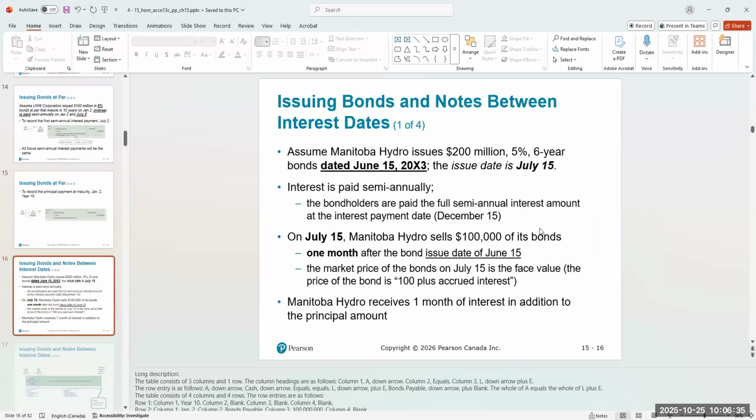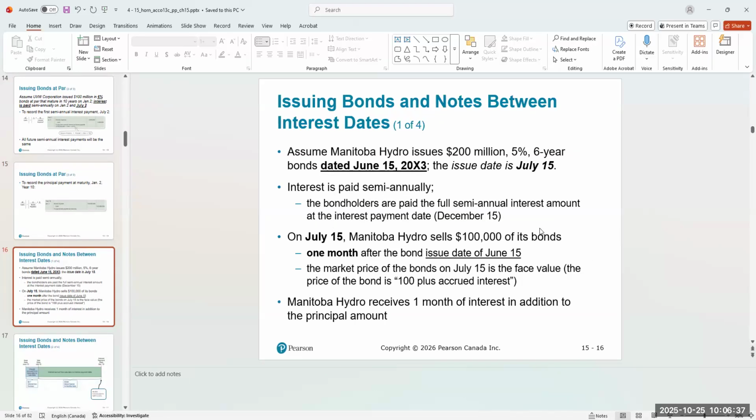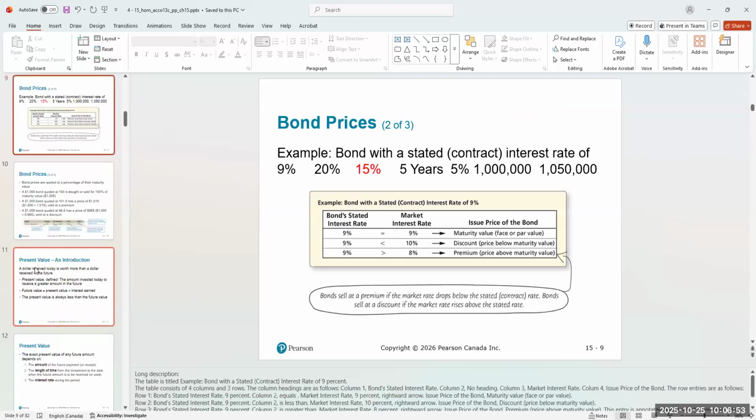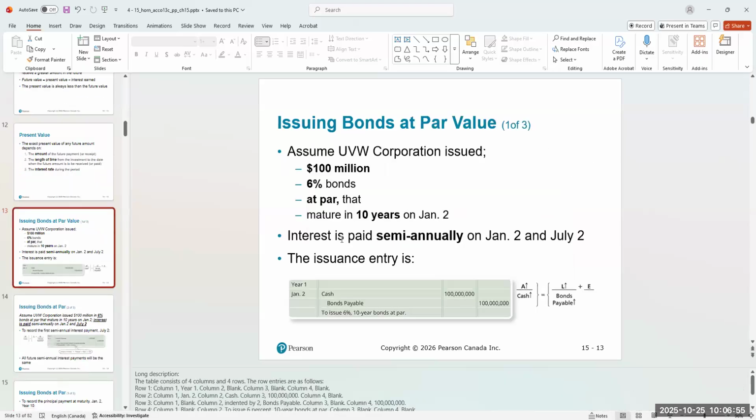Now, what's going to happen if I issue the bonds between the payment dates? As you can see here, on these bonds, we're paying interest on January 2nd and July 2nd. What if I issue the bonds on April 2nd? What's going to happen then?